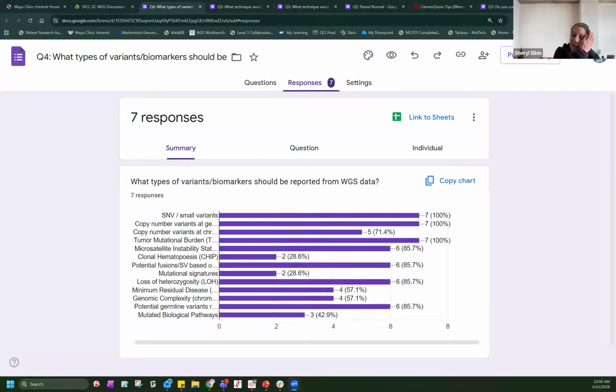Yeah. I think something like minimum residual disease is something that you really could do from a much smaller assay where you've already identified some key variants and you can just look for those. You don't need to do a whole genome to track minimum residual disease. Right.